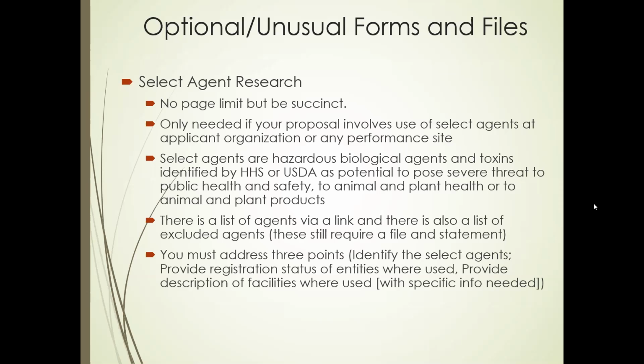So you might think, oh, I'm working with this, so it's a select agent. But if you went to the website and looked, it might be on the list of excluded agents, which would mean you don't need the form. If you do need the form, it's not just, yeah, I'm using this in my research. You have to identify the information in three points. You've got to identify the agent, you've got to give the registration status and the entities used, and you've got to provide a description of the facilities. For each of these, there's specific information that they want to see.